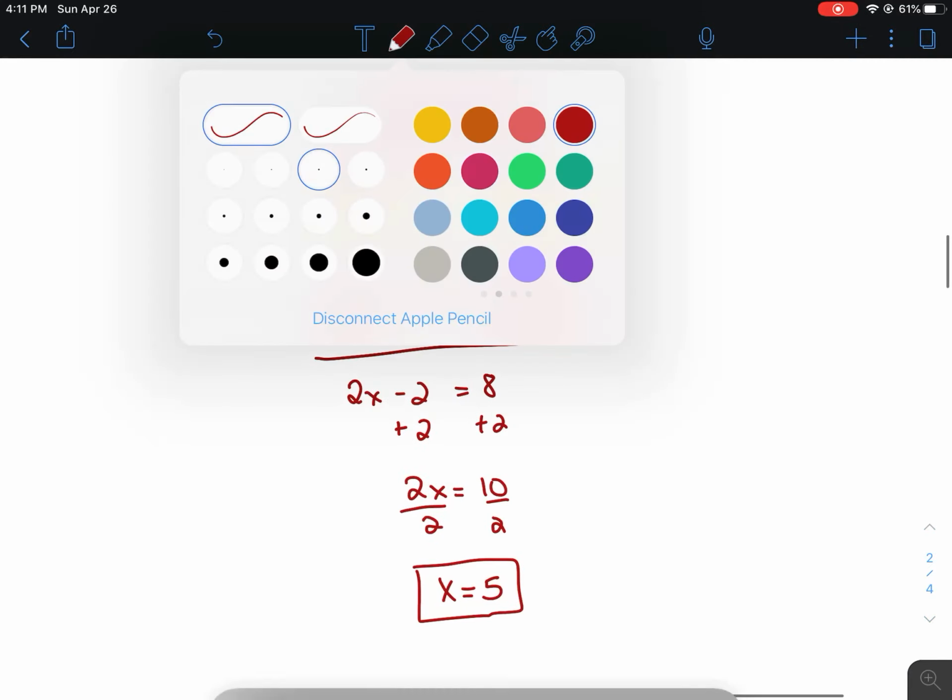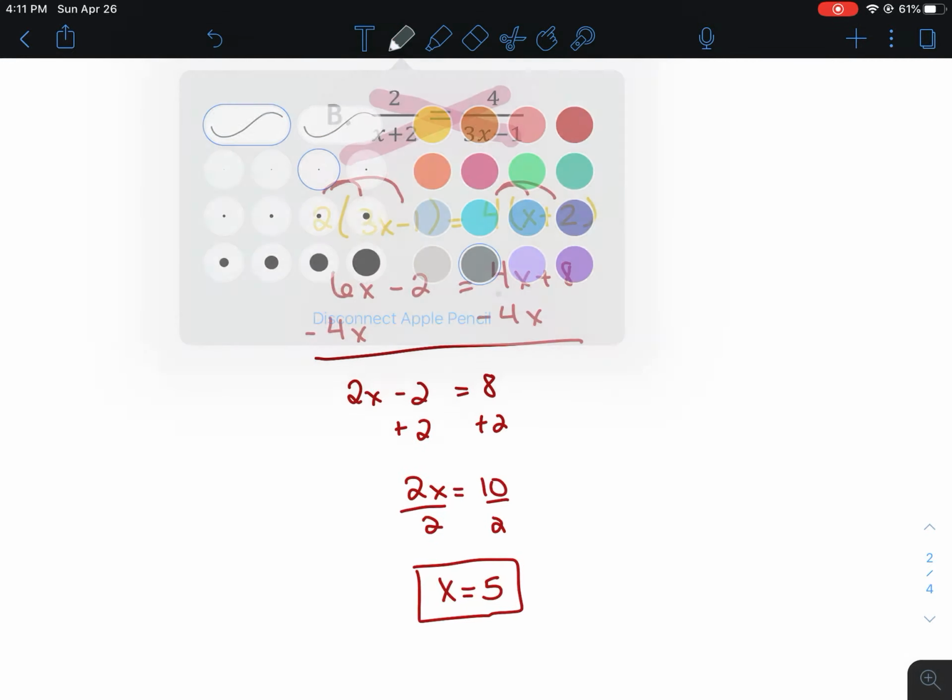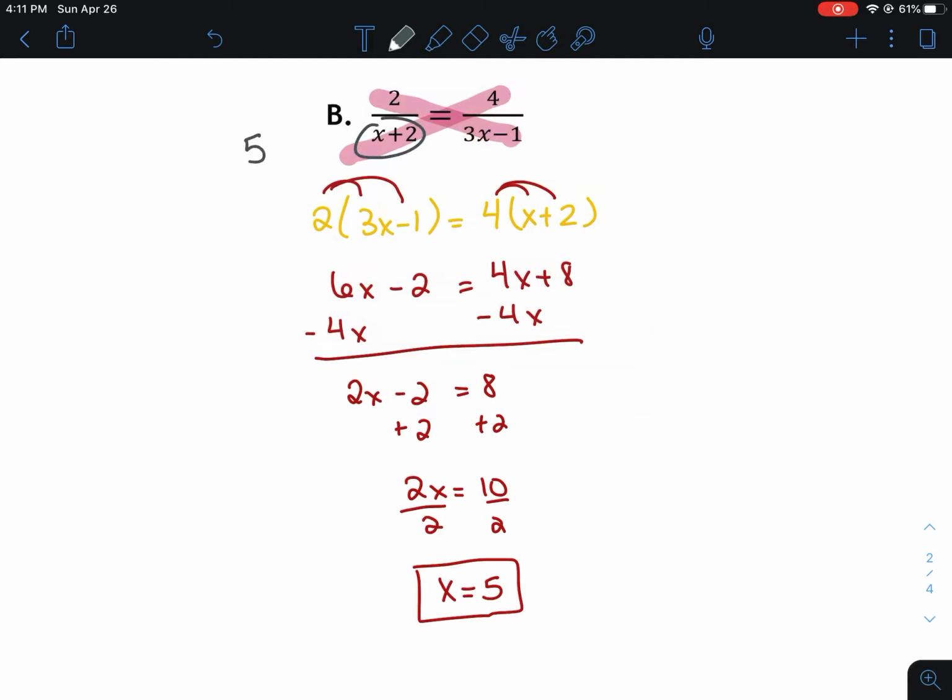Okay, again, check your answer. So here, 5 plus 2 does not equal 0. 3 times 5 minus 1 is 15 minus 1, which is 14. Neither of those equals 0, so we're good.